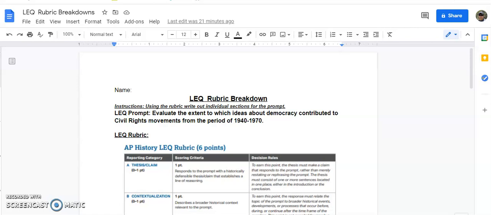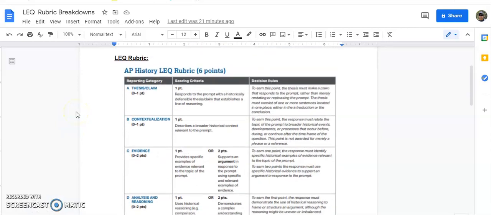Okay, so I'm going to tell you what we're going to do here. I gave you guys a sample prompt, and the prompt is: evaluate the extent to which ideas about democracy contributed to the civil rights movements from the period of 1940 to 1970. So basically, you're talking about civil rights, right? To what extent did ideas about democracy contribute to civil rights movements? How did they contribute?